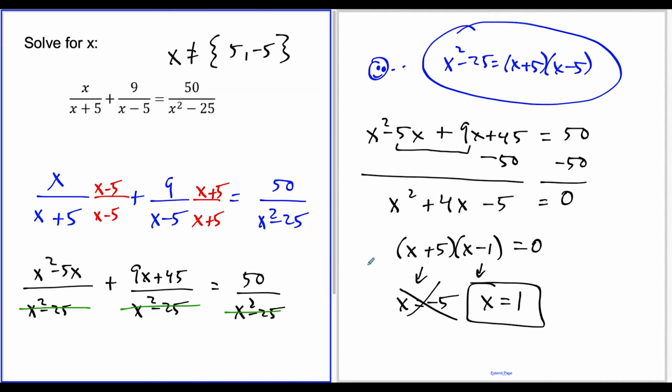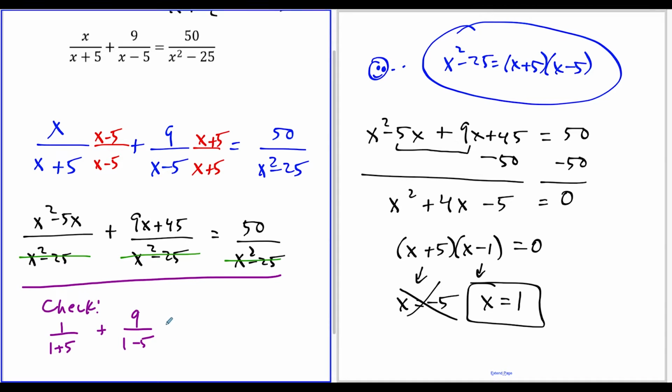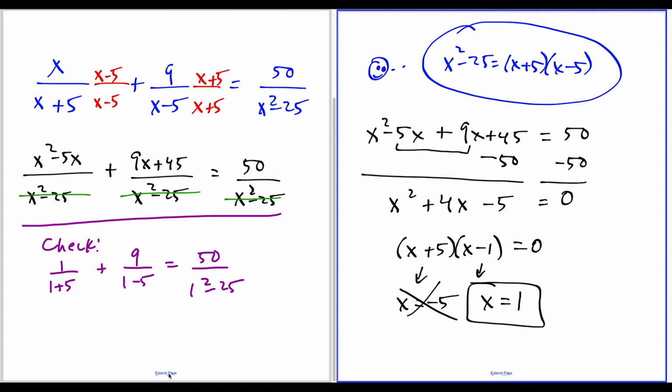Now before we move on to the next example here, I highly recommend that we check this. So what we have to do to check, we just plug in the only value of x that works. So x equals 1 is going to give us 1 over 1 plus 5, plus we have 9 over 1 minus 5. And this has to be equal to 50 over 1 squared minus 25. So then to check this, we just have to do the math here, simplify this.